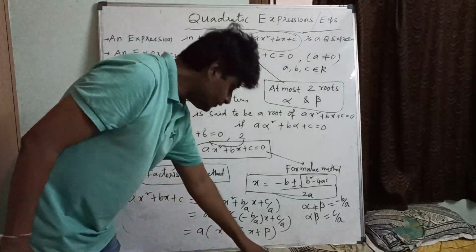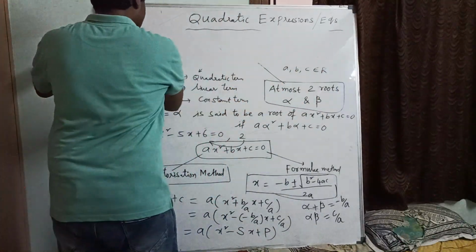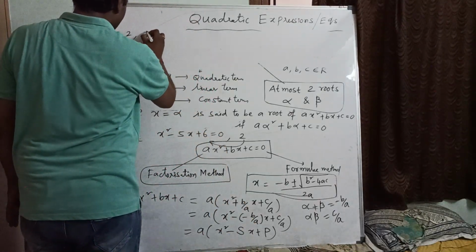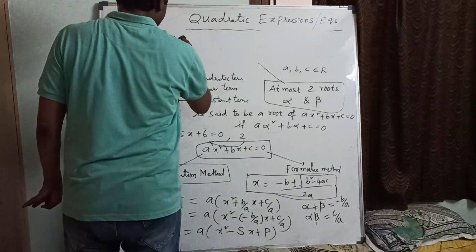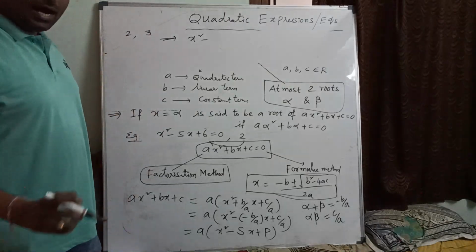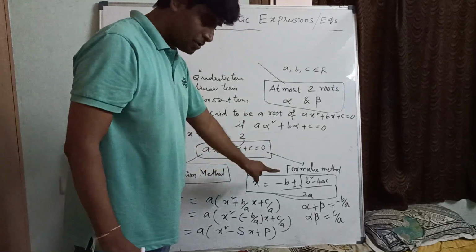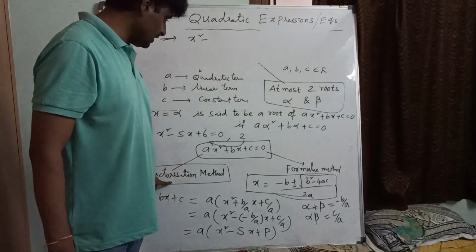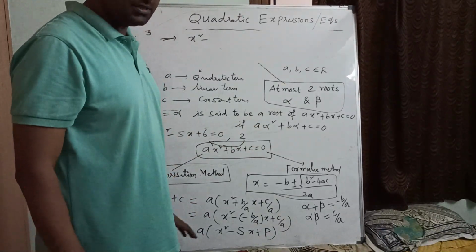Clear? So now from this we can also write a quadratic equation. See, for example, 2, 3 are the roots. How can I write the equation now? Whenever you know the equation, how can you find the roots? How can you solve it? We know generally by factorization method or by formula method we can find two roots for the given quadratic equation.